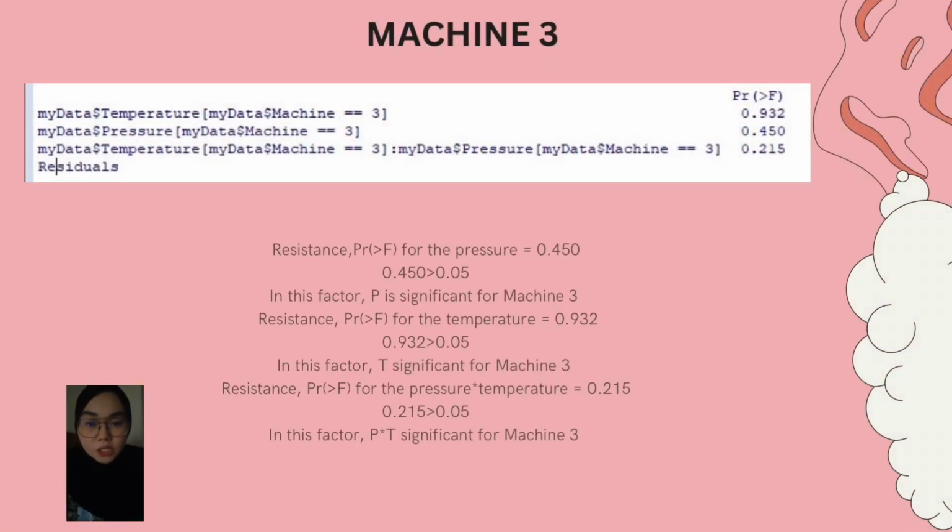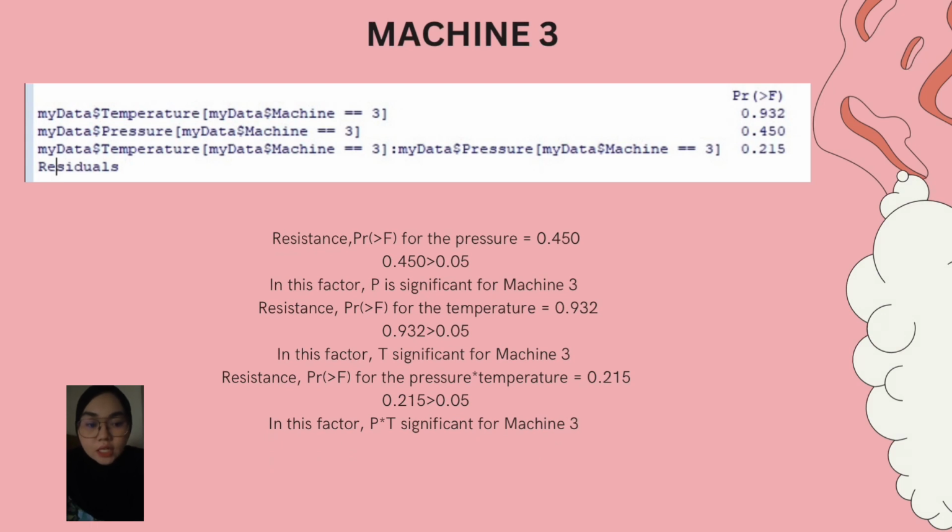For the last one, machine 3. The p-value for pressure equals 0.450, bigger than 0.05. In this factor, pressure is significant for machine 3. The p-value for temperature equals 0.932, bigger than 0.05. That means in this factor, temperature is significant for machine 3. The p-value for pressure times temperature equals 0.215, bigger than 0.05. Lastly, in this factor, pressure times temperature is significant for machine 3.